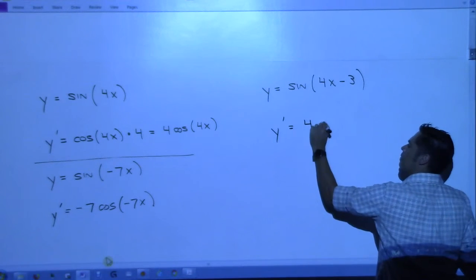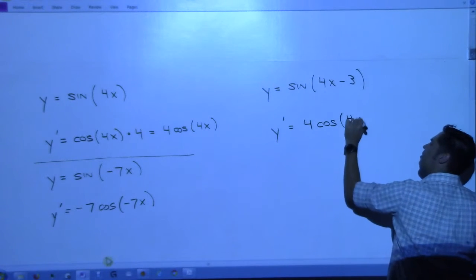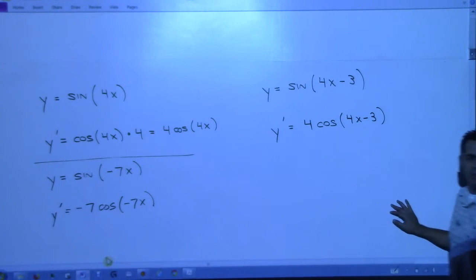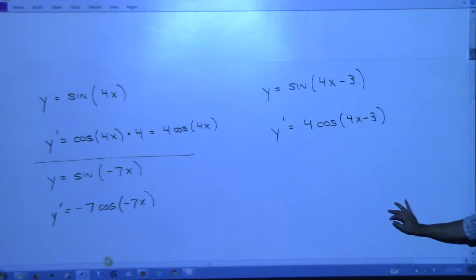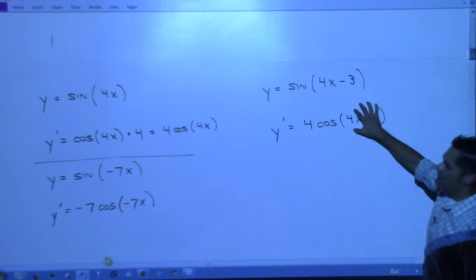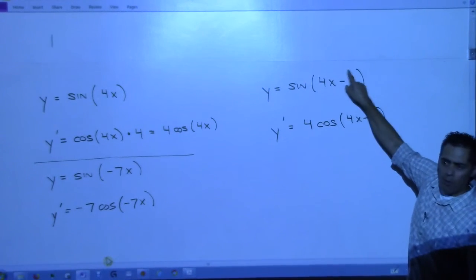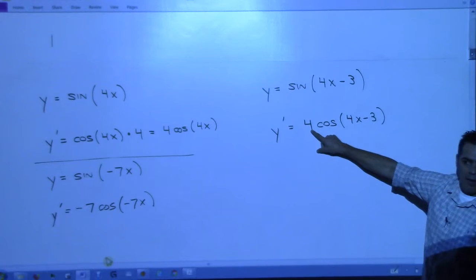4 cosine of 4x minus 3. Okay? Derivative of sine of my hand is cosine of my hand, right? Times derivative of what's inside. Derivative of that is 4. So that 4 comes out here, but I slapped it out front. You get this?